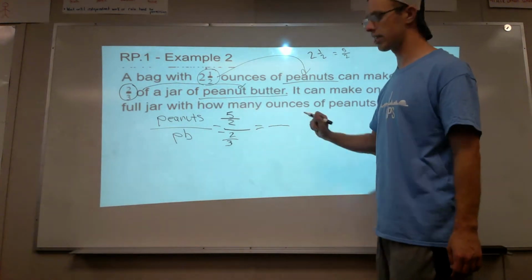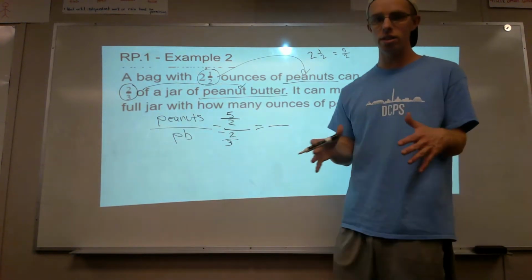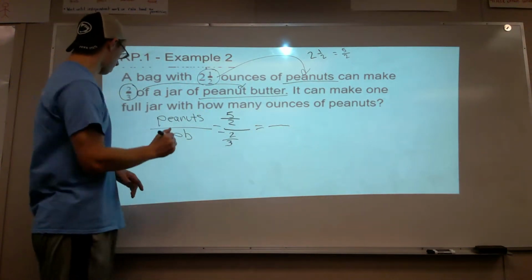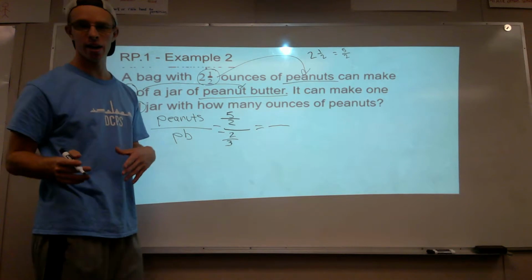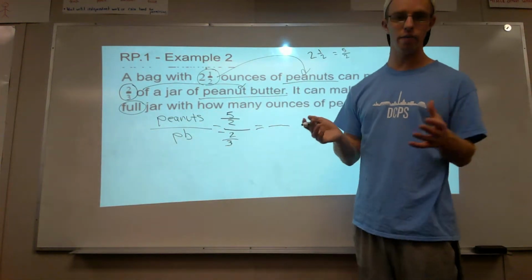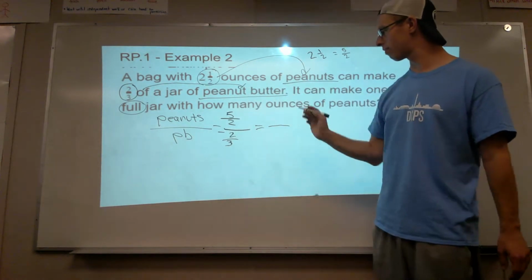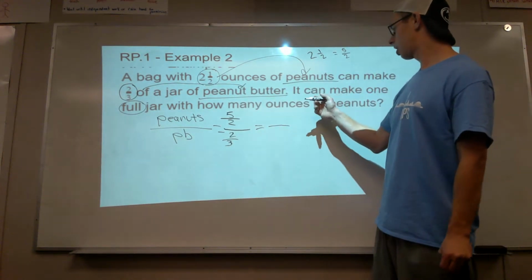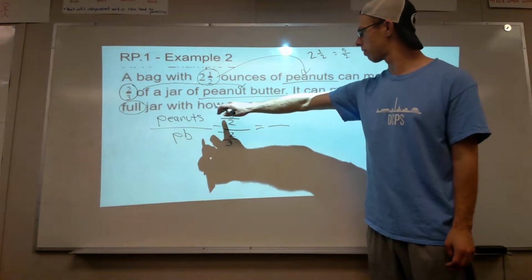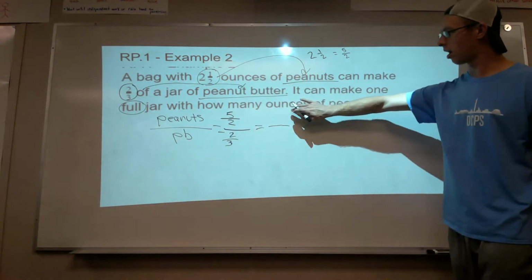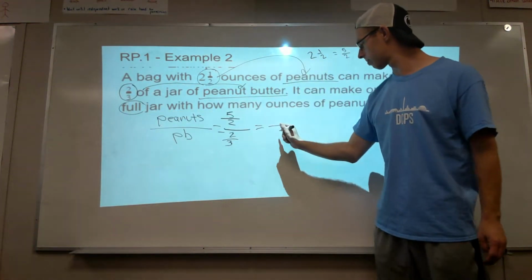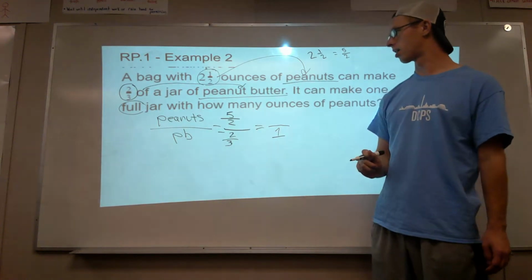So as I'm setting up my second fraction, again, I don't see any numbers. This is why you have to be able to recognize those words like full, entire, or whole. Right? Full jar means I'm looking for 1 jar. So 1 full jar of peanut butter. So the full jar goes with peanut butter, so I'm going to put a 1 right here.